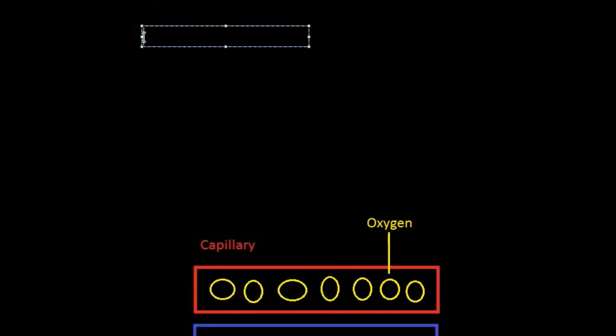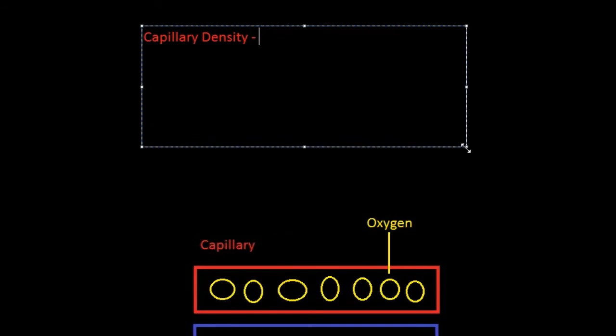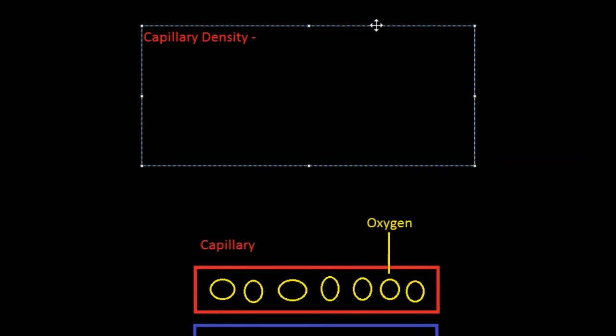The next aspect we're going to discuss in this video is capillaries, or more specifically something called capillary density. And it's alright if you don't know what this means, because I'll give you a quick brief explanation. Capillary density refers to the amount of capillaries that are supplying an area of muscle. So the more capillaries that are supplying an area of muscle, the more dense it is. So we say it has a greater capillary density.